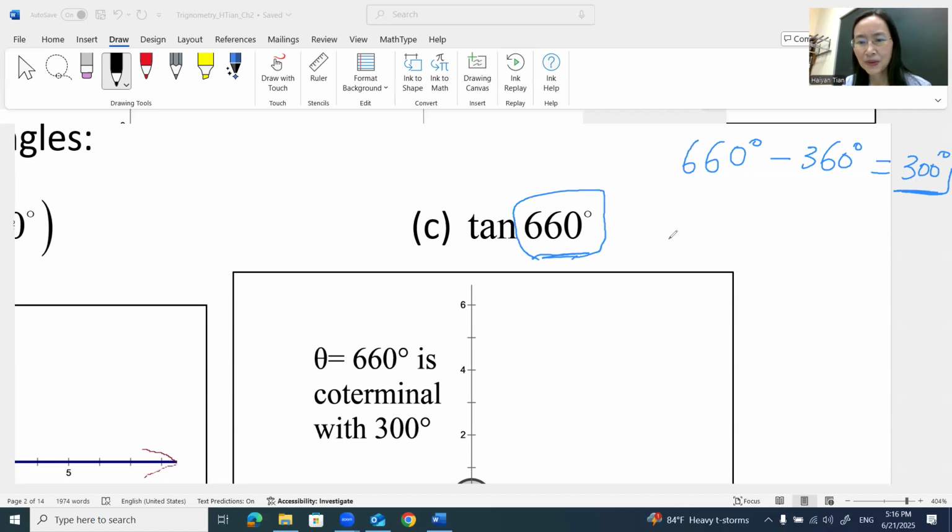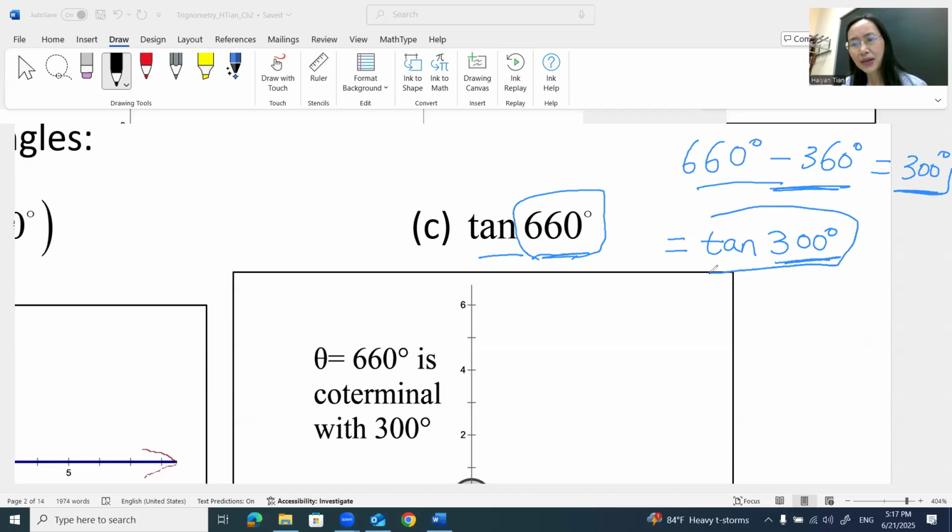Okay, so after we subtract the complete rotation, then we make this problem a little easier for us because we know 660 degrees is coterminal with 300 degrees. That means they are at the same location. So the tangent value will be the same. So the tangent of 300 degrees, well, 300 degrees is in the fourth quadrant.